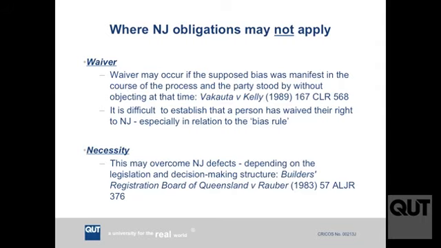To understand where natural justice obligations do apply, it's also helpful to look at where they may not apply. A party may be treated as having waived their right to insist on observance of the bias rule, for example, where they elect to continue participating in a decision-making process without raising an objection, and/or they only raise an allegation of bias after an unfavourable final outcome. That is, they only challenge the process if they didn't get the outcome that they wanted. This was confirmed in the case of Vakauta and Kelly.